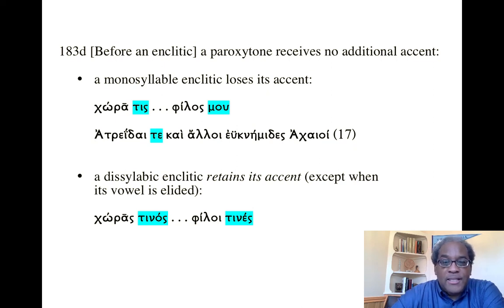Now, a dissyllabic enclitic, however, retains its accent, except when its vowel is elided. So you have khoros tinos, the lands of someone, or philoi tines, certain friends. And here, the enclitic retains its accent because it's dissyllabic.